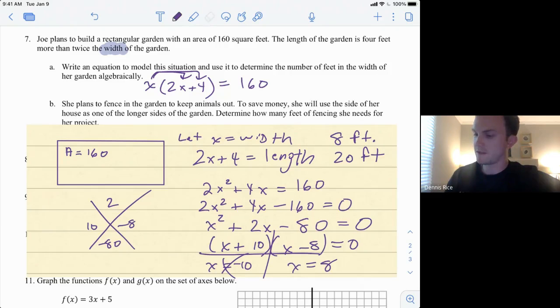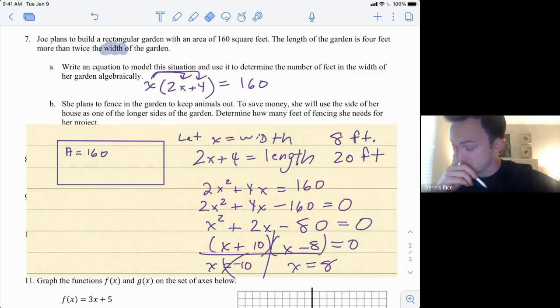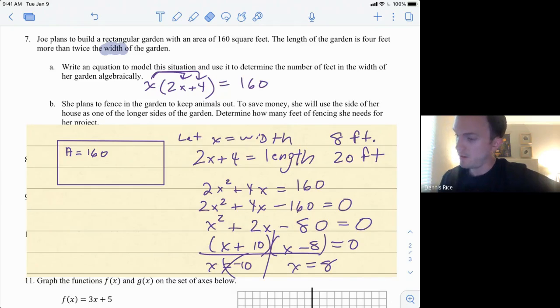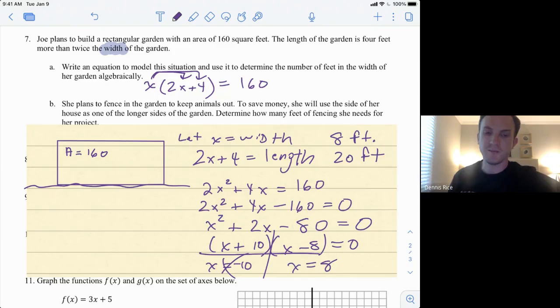So this part's a little confusing. It says she's going to fence. So this is her garden. This rectangle was her garden, not her house. She's going to fence it in, but her garden is against her house, let's say. So like this is her house. So in other words, she doesn't need fencing there, obviously.